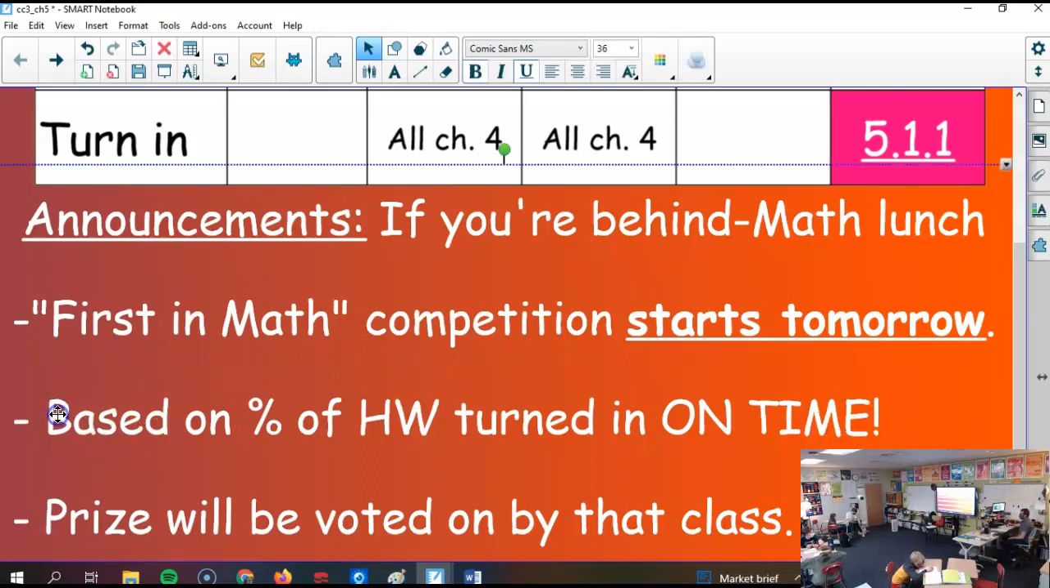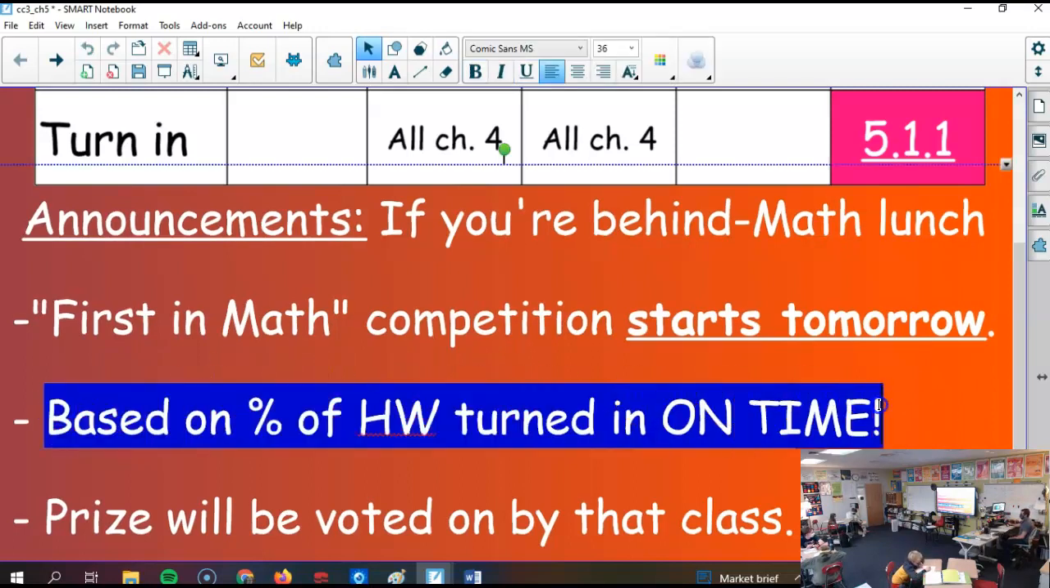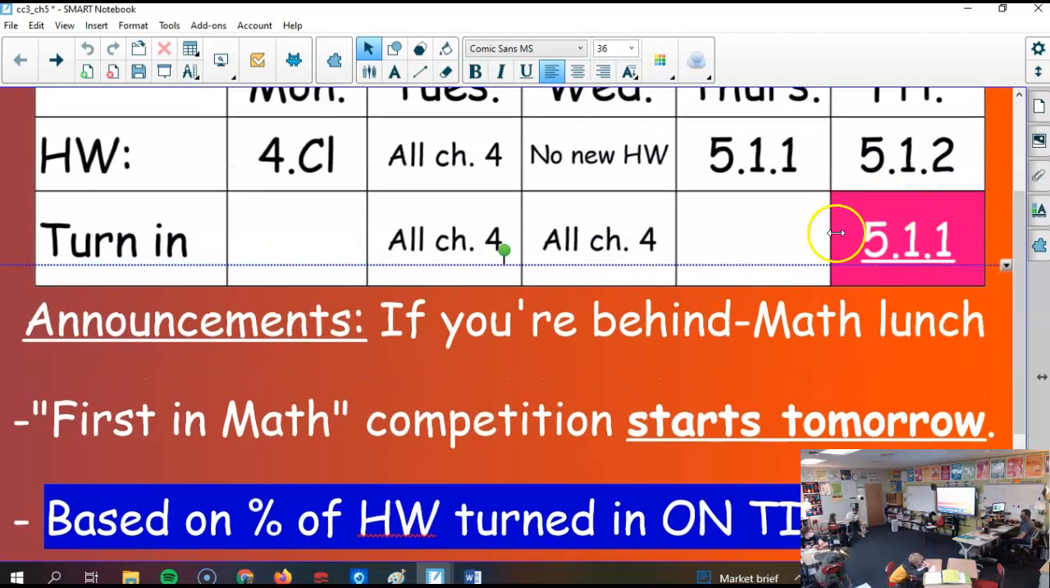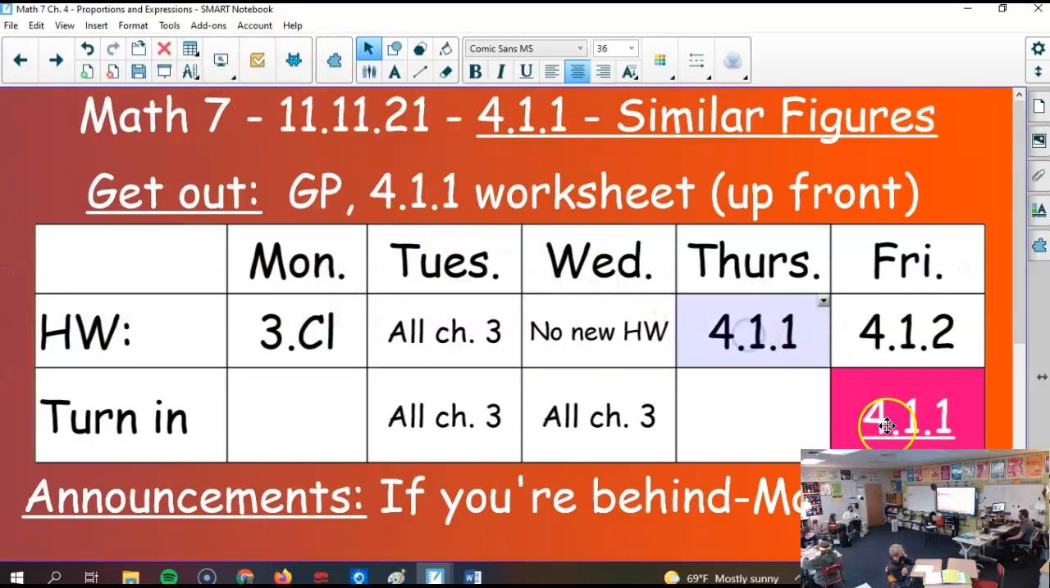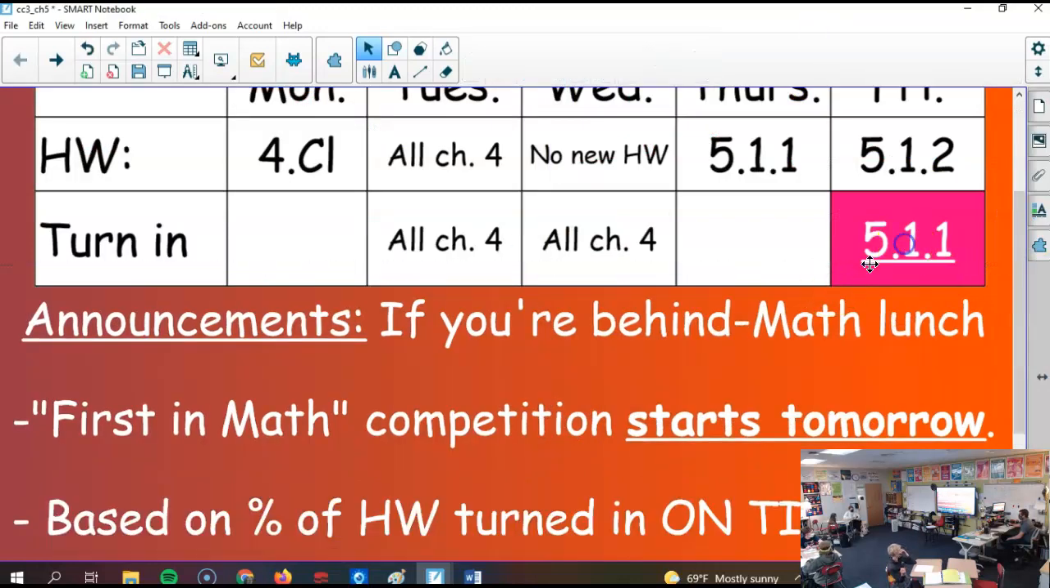How is this going to work? Every time I collect homework, which I'm going to sync up, I'm going to have all of my homework collections happen on the same days. So like tomorrow, everybody owes me homework. Everybody only owes me 1 page. So for Math 7, they owe me 411, right? Because they're starting Chapter 4. So their start slide looks like this. They owe me 411 tomorrow. You guys owe me 511.